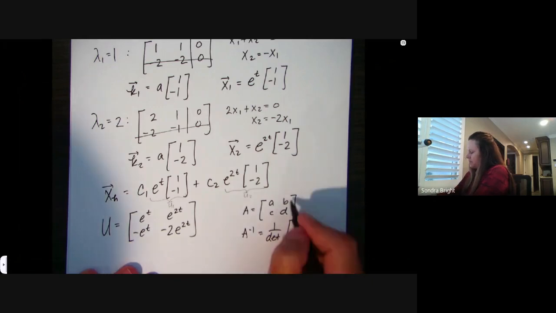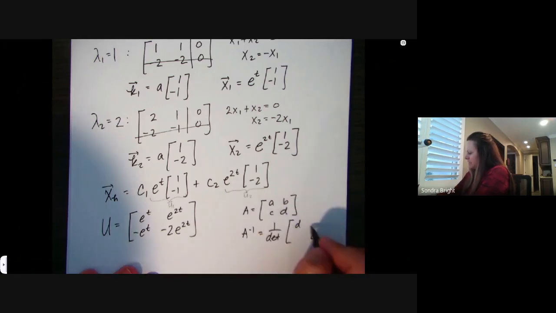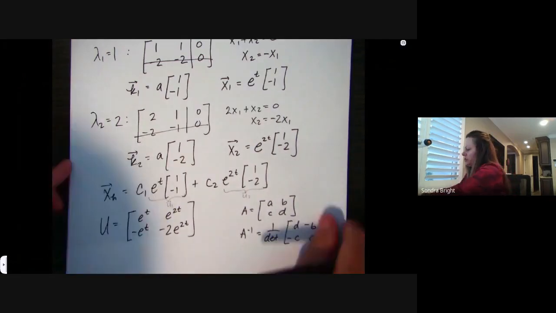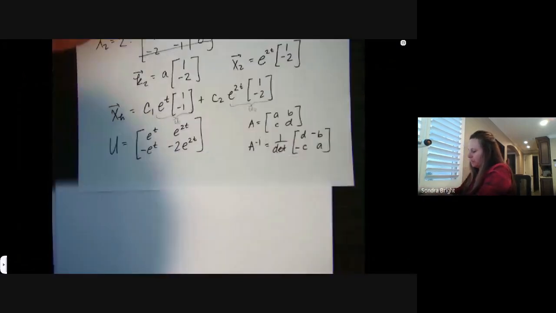The opposite diagonal will stay the same values, B and C, but they'll both be opposite in sign, like that. That's the quick way to do a 2 by 2 inverse. All right, so what does that mean for us?